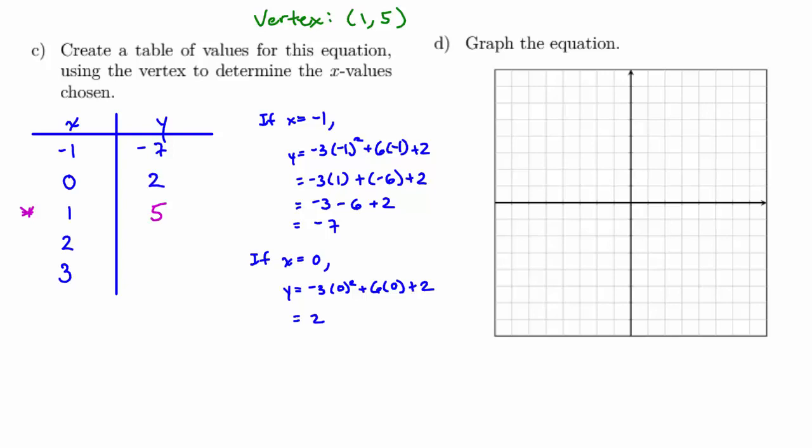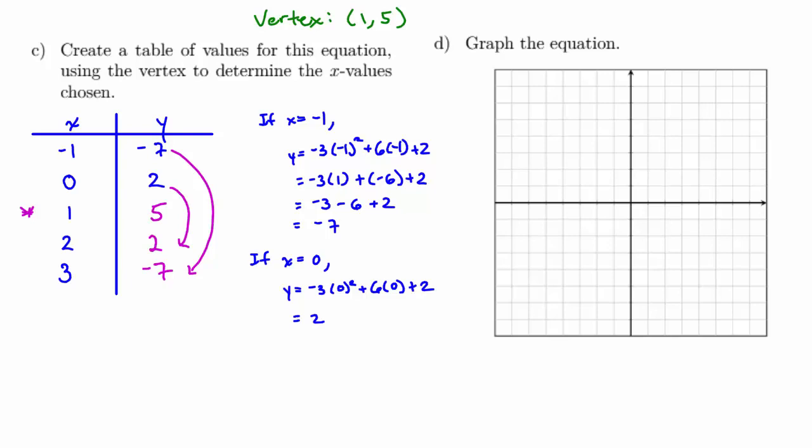Now, because that vertex lies on the axis of symmetry, I don't actually have to plug in these values of x for 2 and 3. I know, based on the symmetry, that when x is 0, that's 1 unit to the left of 1. If I go 1 unit to the right, I'm going to have the same y value. So when x is 2, y is also 2. And similarly, when x is 3, y will be negative 7.